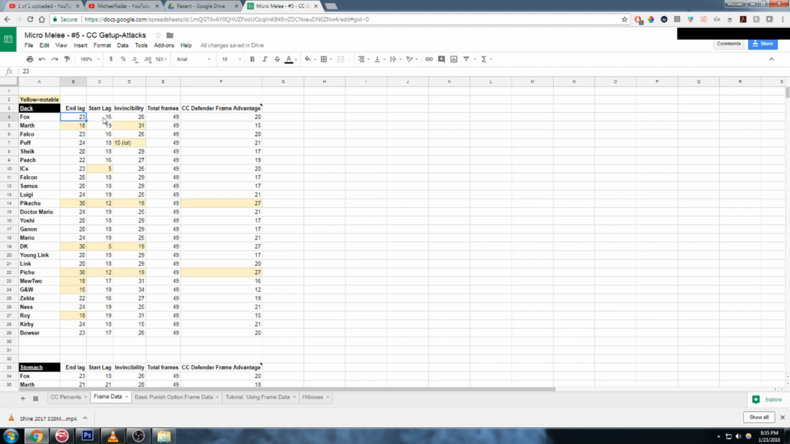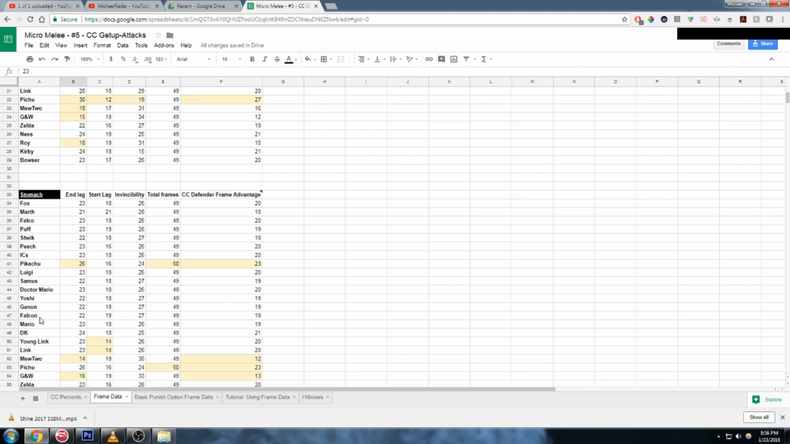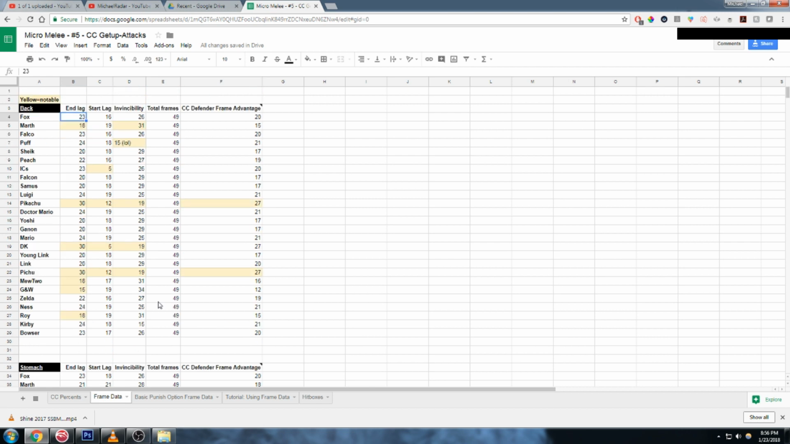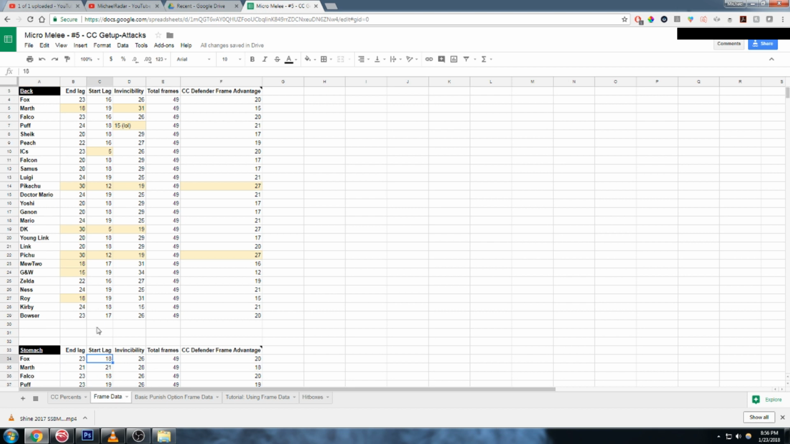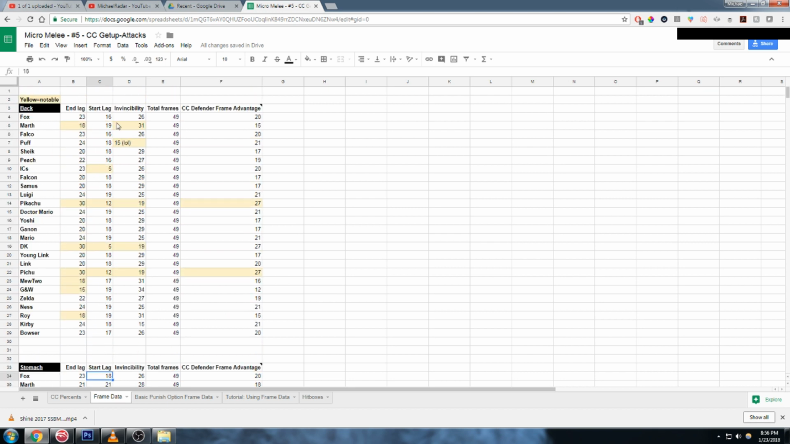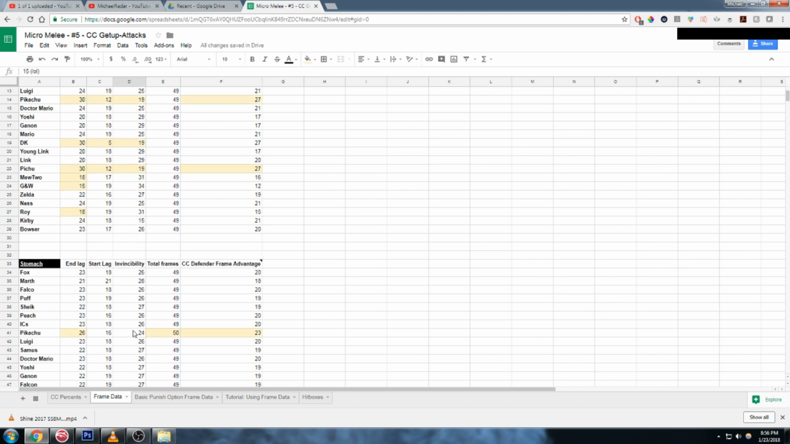It's worth noting that I've divided these from back and stomach. That's because getup attacks are different depending on whether your character lands on its back or on its stomach. So for example, if Fox lands on his back, he has 23 frames of end lag, 16 frames of start lag, but if he's on his stomach, he has, again, 23 frames of end lag, but 18 frames start lag. So there are subtle differences, and sometimes it can be quite substantial. I mentioned in the video that Puff has 15 frames of invincibility on her back getup attack, but if you look on her regular getup attack, she has the normal 26.